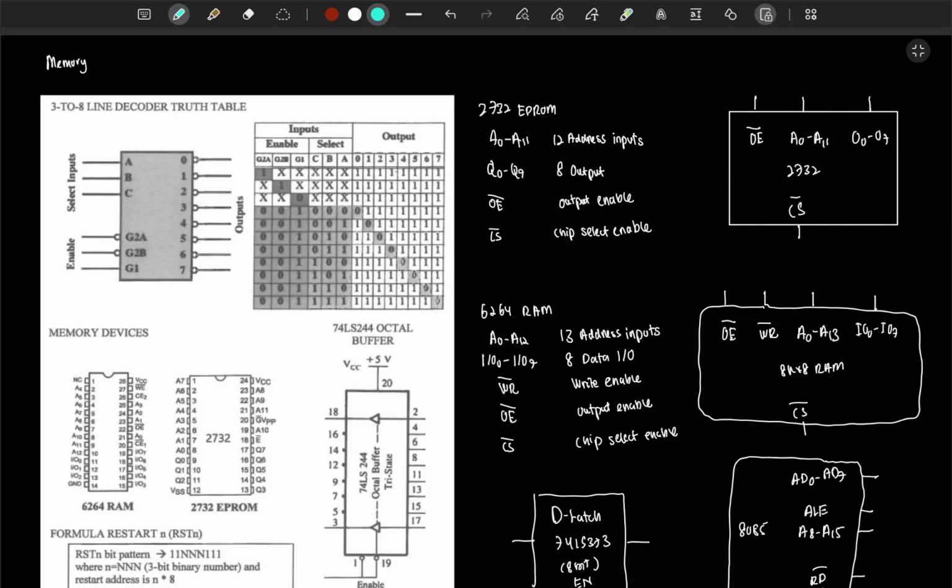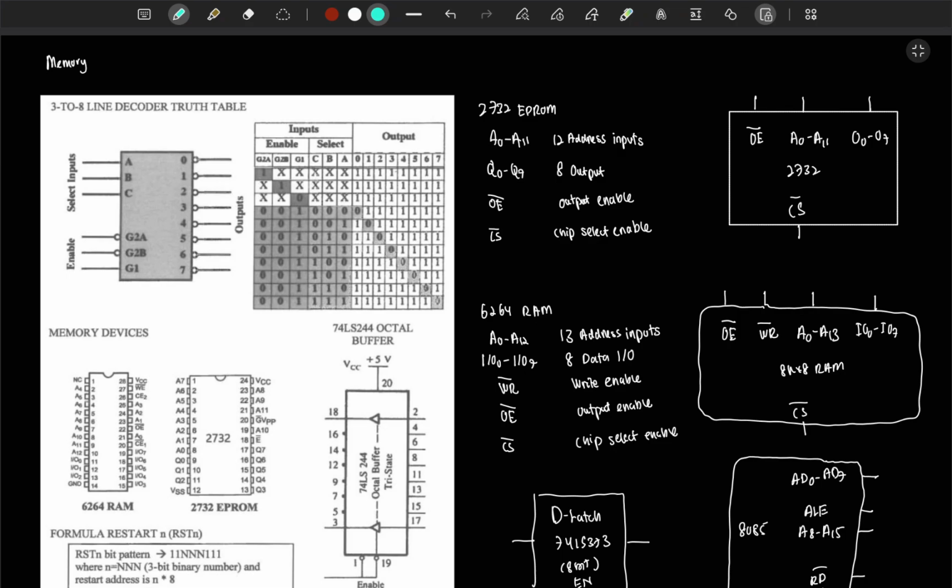So memory, what is memory? So memory for here, we name it as RAM and ROM. RAM stands for random access memory and ROM stands for read-only memory. So that's all for now.